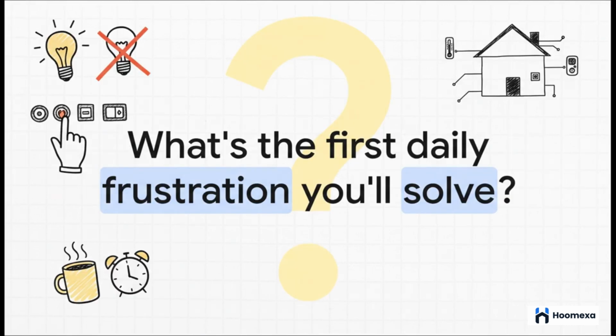And that really brings us to the end, but it's also kind of a new beginning for you. Now that you understand these building blocks, think about your own daily life. What's that one little frustration? Forgetting to turn off a basement light, fumbling for a switch in the dark, wishing the coffee was already made when you woke up. What's the first thing you could solve with a simple automation?